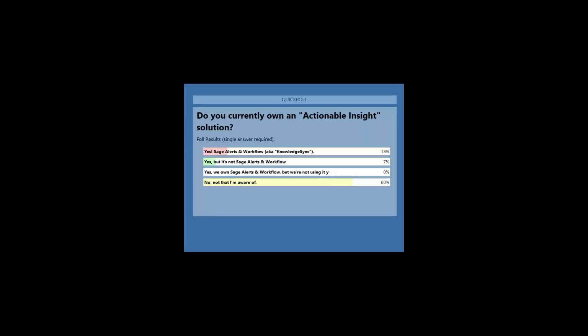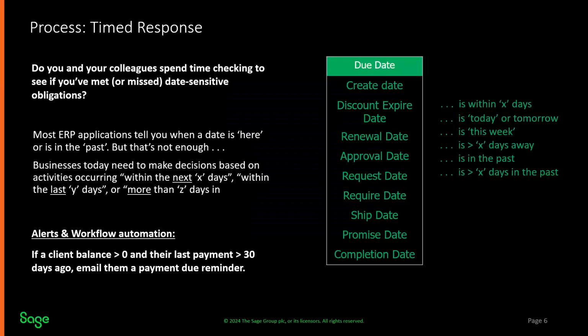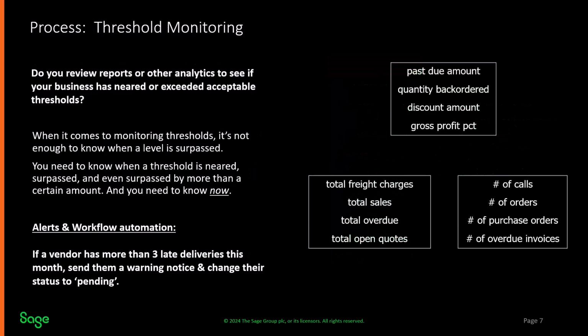So we got 13% yes, 7% yes, but it's not Sage Alert and Workflow, and then 80% no. Oh, excellent. All right, back to me, and I'll keep going. We also look at threshold monitoring. Thank you for doing that, folks. We've got 3 more to go, and we're just trying to get a sense of how we can help you through these things with these polls.